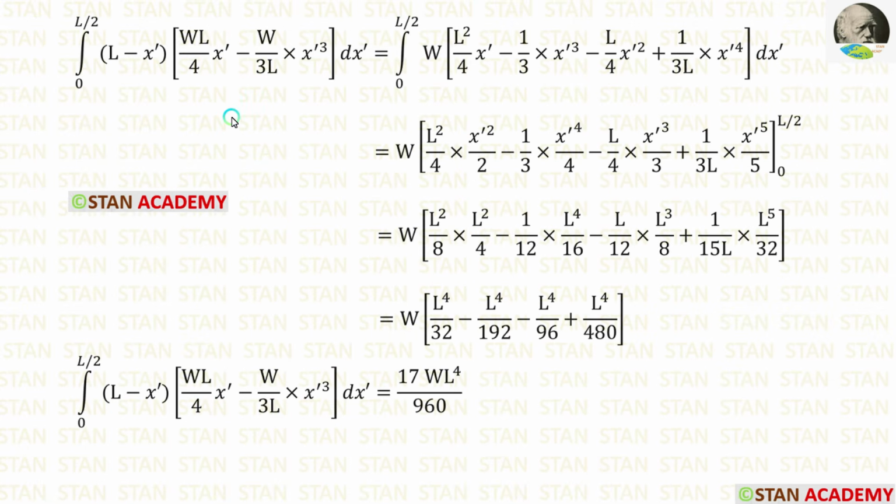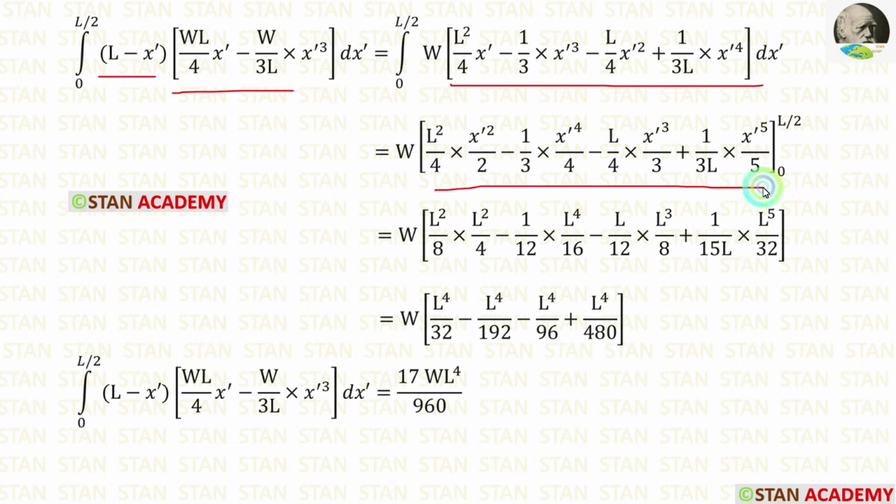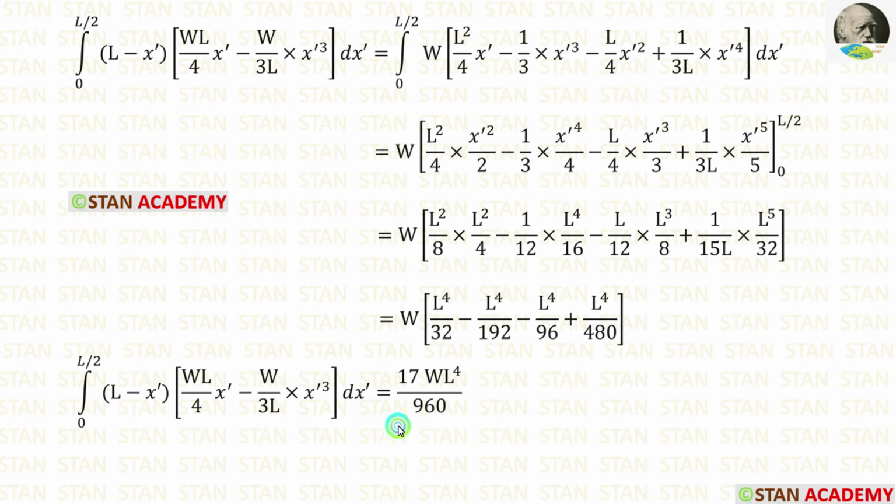Now let us make the second integration. Here we have to multiply these two values. When we multiply, we are getting this. Then we can make the integration. After making the integration, we can apply the limits. No need to apply the lower limit, only apply the upper limit. After the simplification, we are getting 17 WL power 4 upon 960.